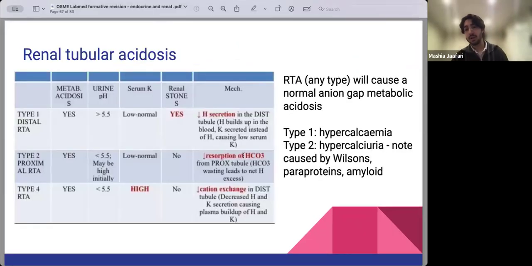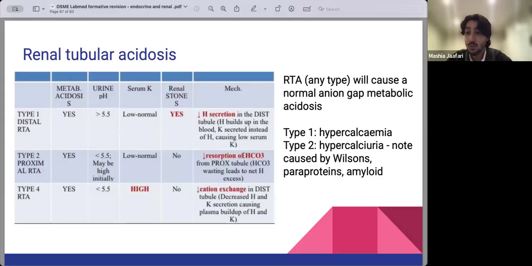Renal tubular acidoses are a little bit confusing. Again, not super, super high yield, but can come up sometimes. Essentially, they're your non-anion gap metabolic acidoses. So your anion gap isn't elevated, it's normal. And there's three different types. The way I'd remember it is the primary disturbance.